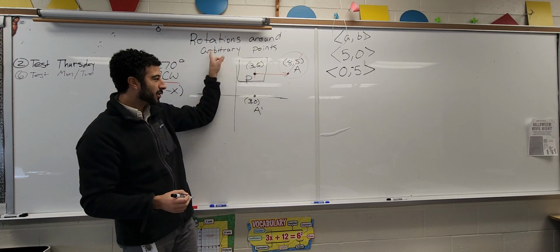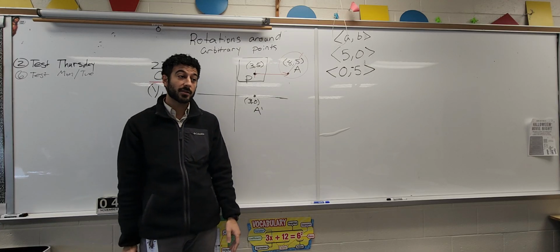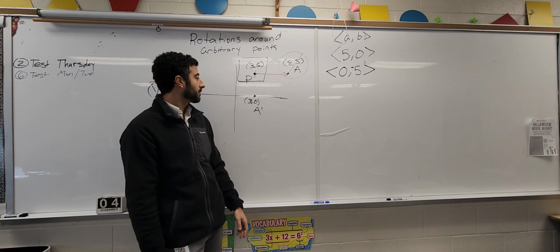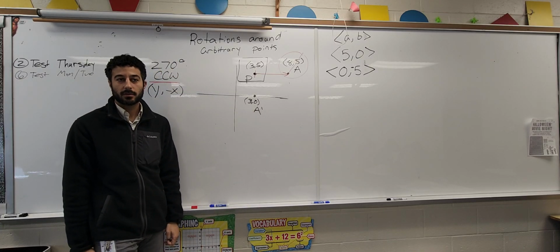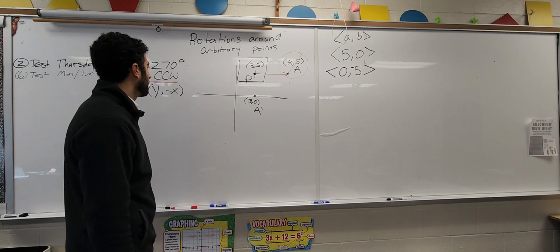Does it look like a 270-degree counterclockwise rotation? Yeah. It does. Alright, and there's the process right there. Is that your answer? Yeah, so A prime is at 3, 0. That's your answer. You guys want to practice that again? Yes, please. Okay.